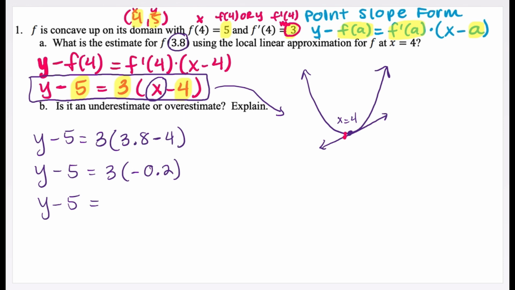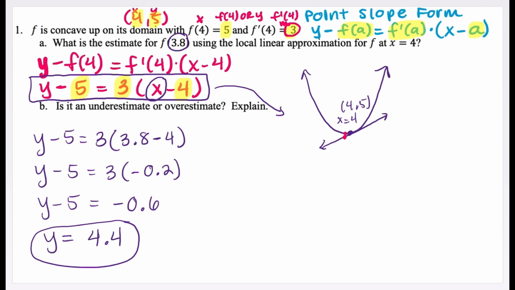Oops, not 3. I'm going to multiply that together. So I get negative 0.6. And I'm going to add 5. So I'll get 4.4. So now that's not the actual value at x equals 4, but I'm using it to estimate the value at x equals 4. Now the value at x equals 4 is 5. So at 4 we have (4, 5), so we're a little bit below that, so we're at 4.4. So that's my estimation there. 4.4. I wouldn't need the y equals, it's just the 4.4.